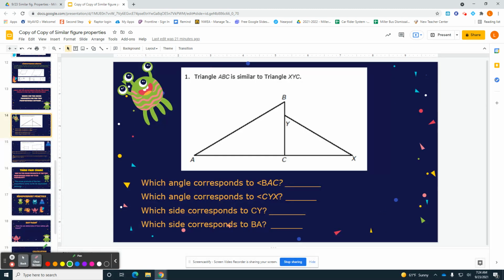All right, slide 14. We are almost done. We have two more before I think pair share, and then you will complete your independent practice. So this triangle ABC is similar to triangle XYZ.